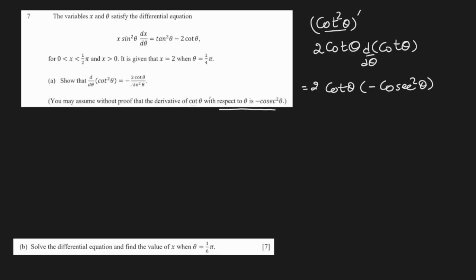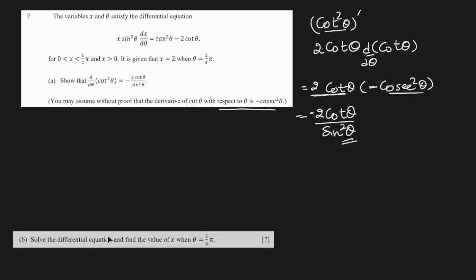This will be the answer, but they want us to show this. So 2 cot theta is 2 cot theta. We have to change cosecant square theta, and obviously cosecant square theta is 1 over sine square theta. So it becomes 2 cot theta, this minus will remain minus, divided by sine square theta. We have shown this. Okay, solve the differential equation and find the value of x when theta is 1 over 6 pi. We'll look at this later.